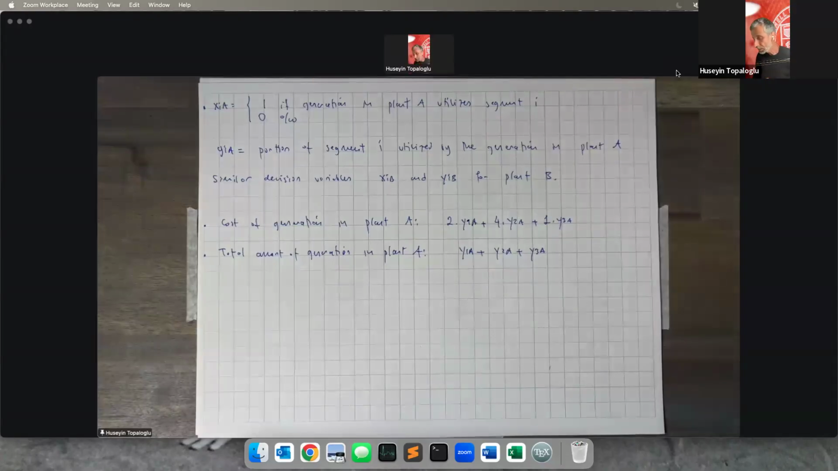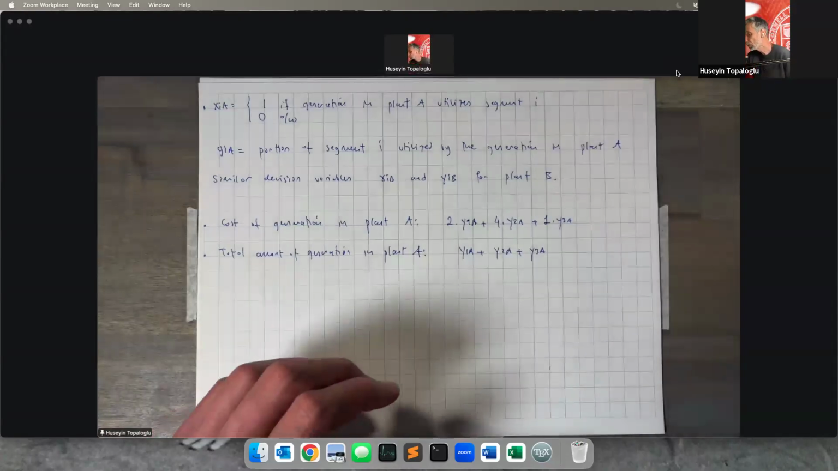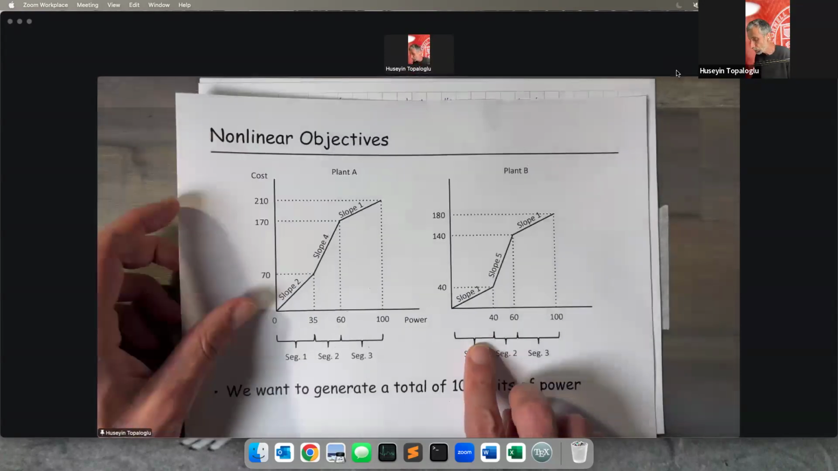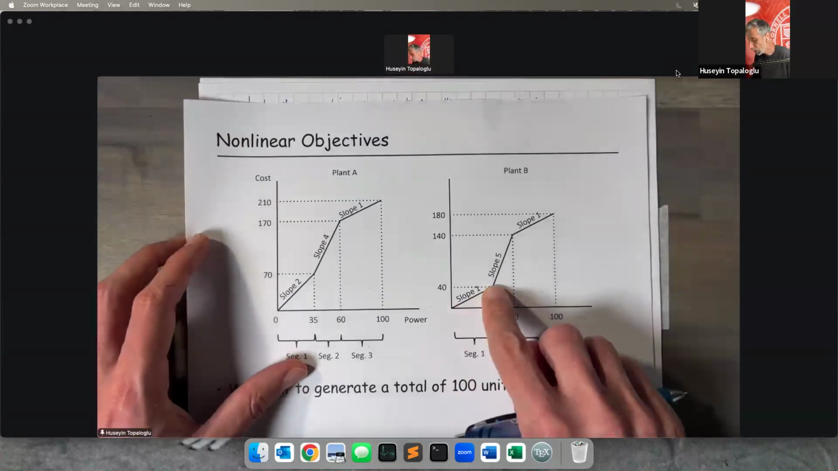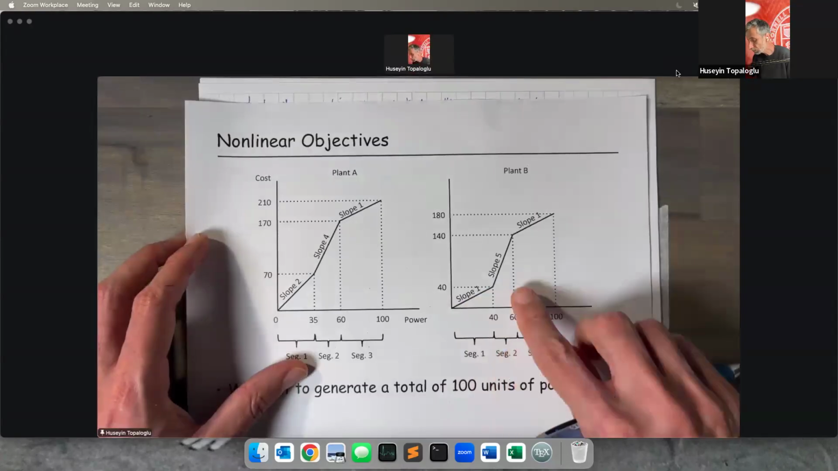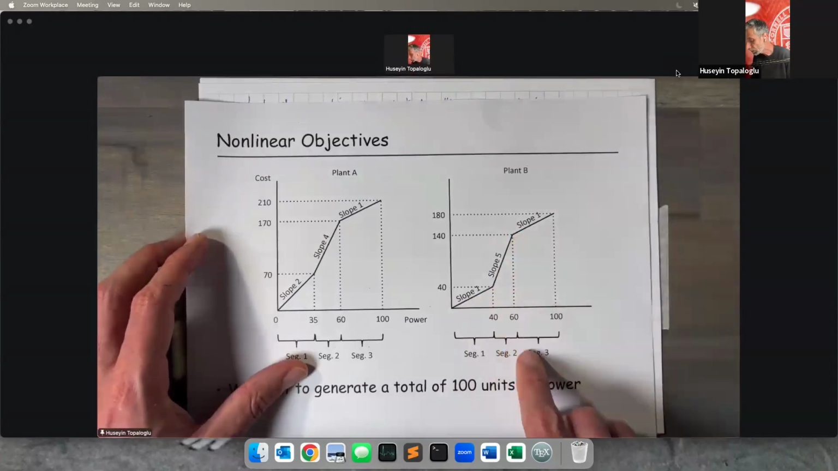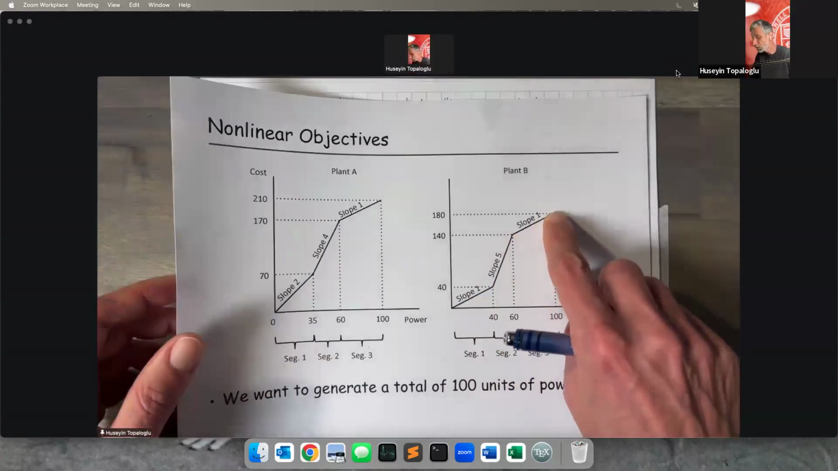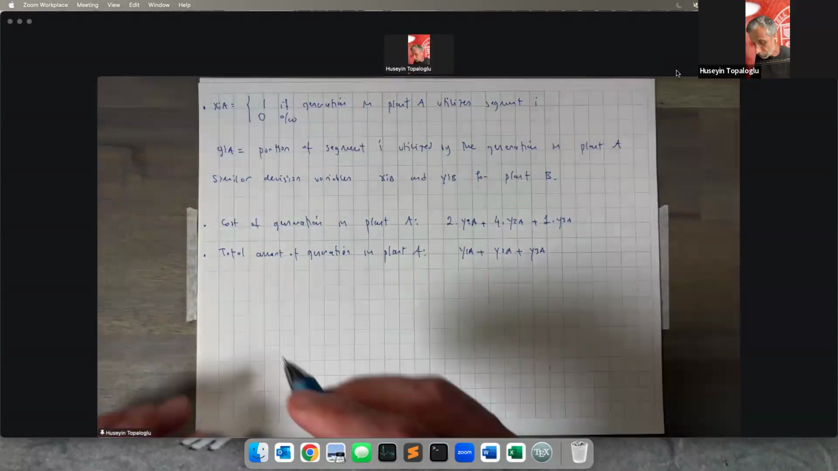Good. And similarly, we can write the same things for plant B. For each unit of segment 1 I utilize in plant B, I incur a cost of $1. For each unit of segment 2 I utilize in plant B, I incur a cost of $5. For each unit of segment 3 I utilize in plant B, I incur a cost of $1. So let's write down the cost of generation in plant B.